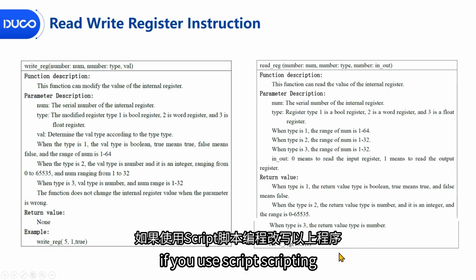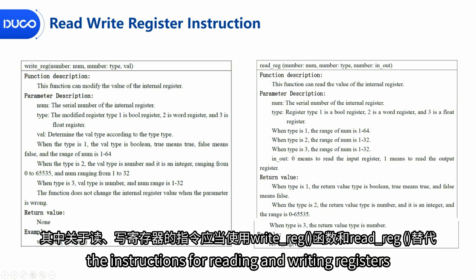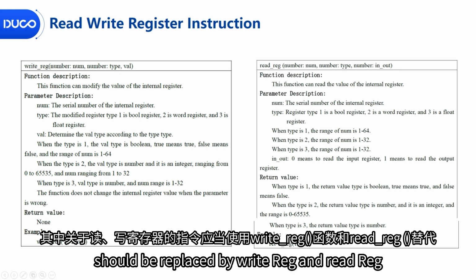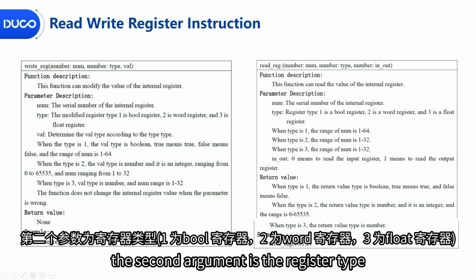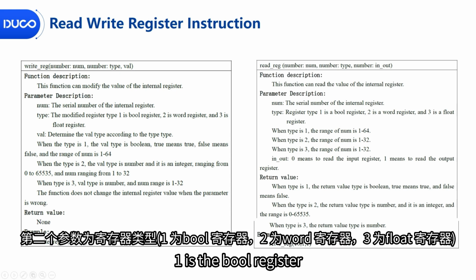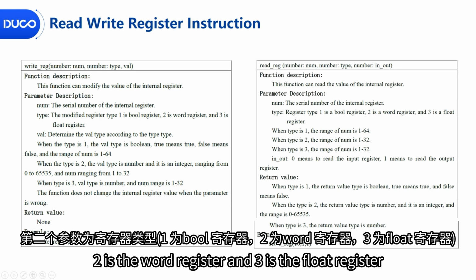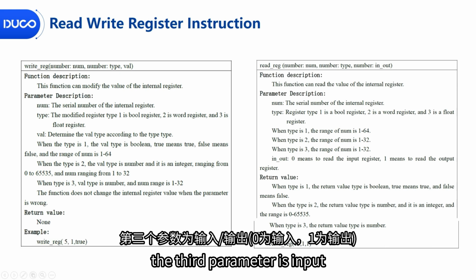If you use scripting to rewrite the above program, the instructions for reading and writing registers should be replaced by write_reg and read_reg. In the read_reg function, the first argument is the internal register number. The second argument is the register type: 1 is the bool register, 2 is the word register, and 3 is the float register. The third parameter is input or output: 0 for input, 1 for output.